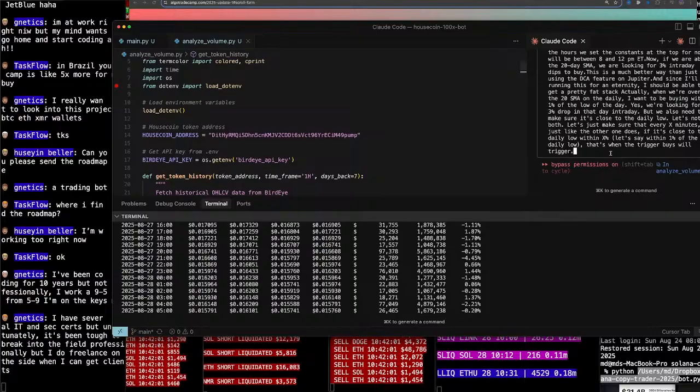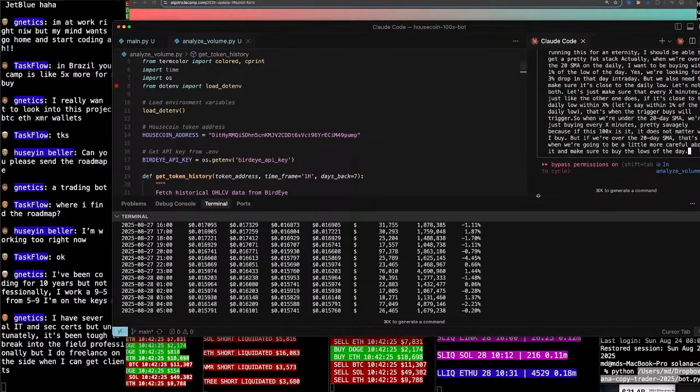So when we're under the 20-day SMA, we're just buying every X minutes, pretty much savagely. Because if this 100Xs, it does not matter when I buy. But if we're over the 20-day SMA, that's when we're going to be a little more careful about it and make sure to buy the lows of the day. Okay, that's good. I'm getting really clear on this entry here.